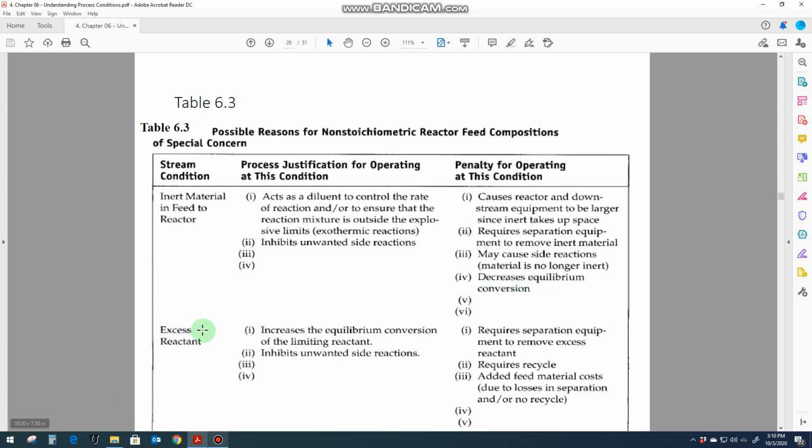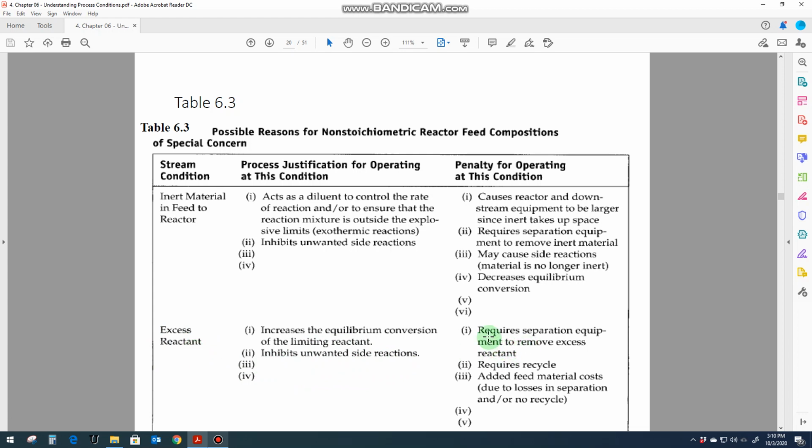Now, what could be the reason that you have to use the excess reactant? It increases the equilibrium conversion of the limiting reactant. Okay, so we know why we use the excess reactant: to increase the conversion. It also inhibits unwanted side reactions. So if you want to inhibit the side reactions, we can use the excess reactant.